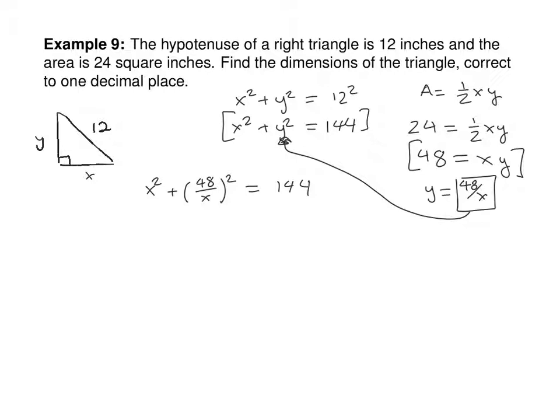Other than the numbers kind of suck. Okay, so this would definitely be a calculator question. x squared plus, that's 2,304 over x squared equals 144. Anybody have a question about this? Are we good so far?